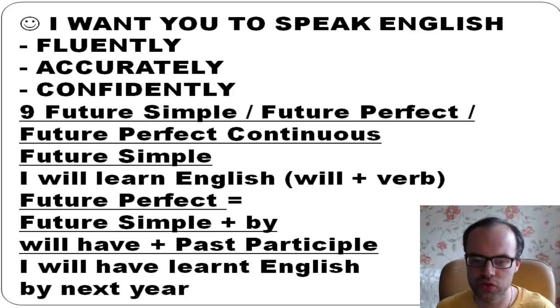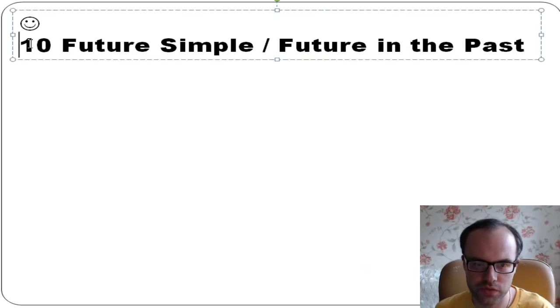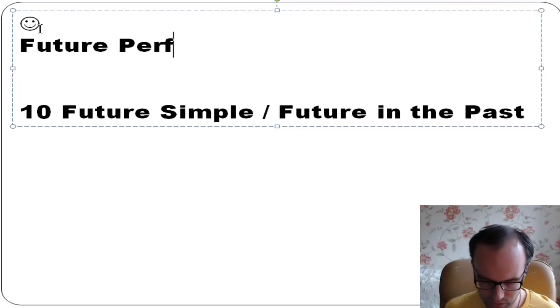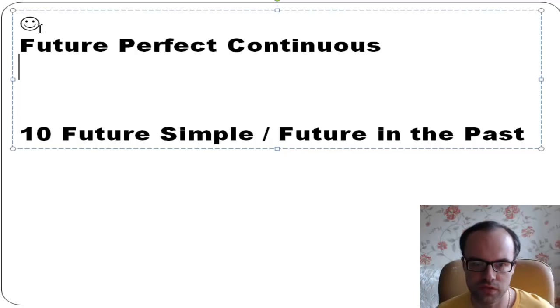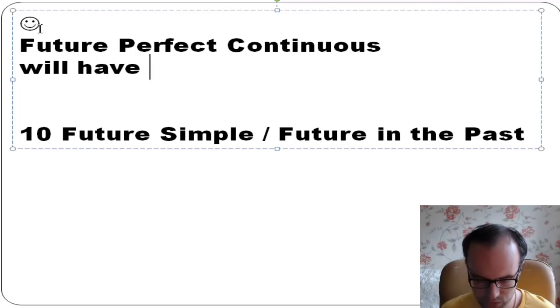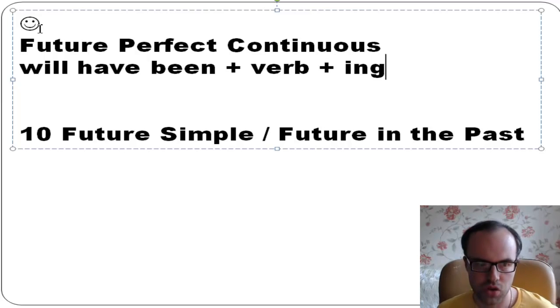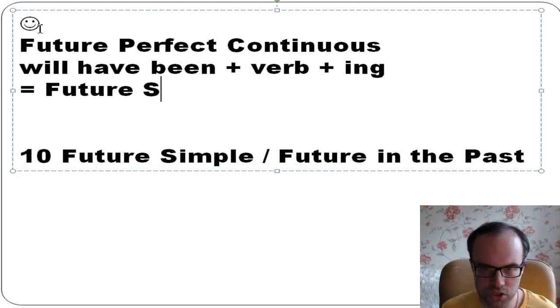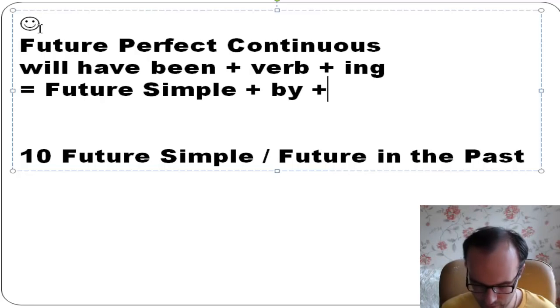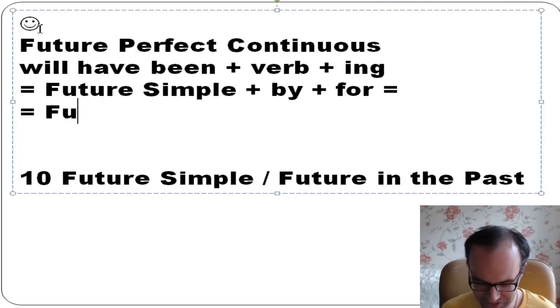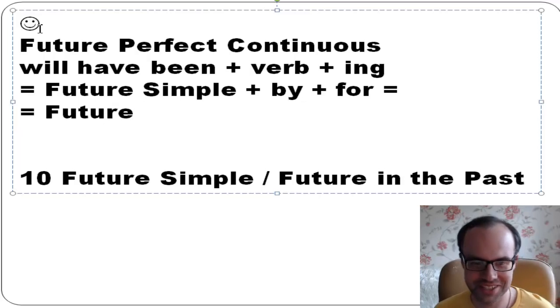Well, and what about future perfect continuous? You know that if you want to say it in future perfect continuous, you need to say will have plus been plus verb plus ing. So what is future perfect continuous? It's future simple, but you also need by and for. Or in other words, you know that I'm good at maths. I taught maths, really. It's my secret, but it isn't a secret any longer. I taught maths and I know maths pretty well. I'm good at maths and I think it's okay that I'll explain it to you this way.